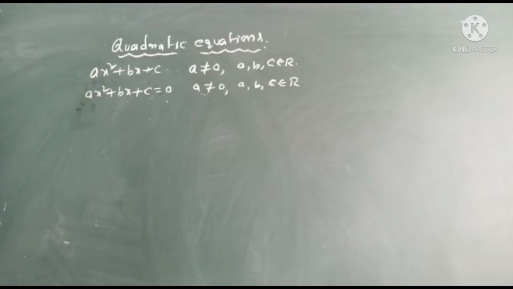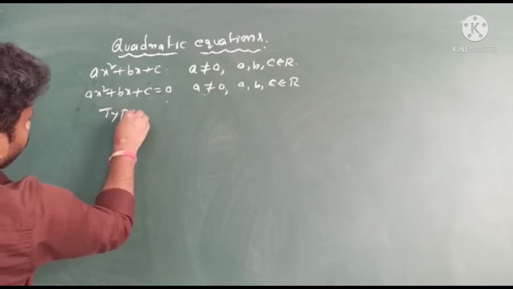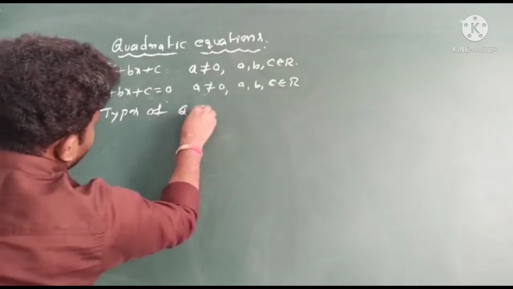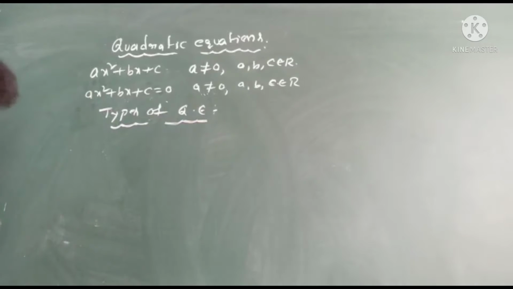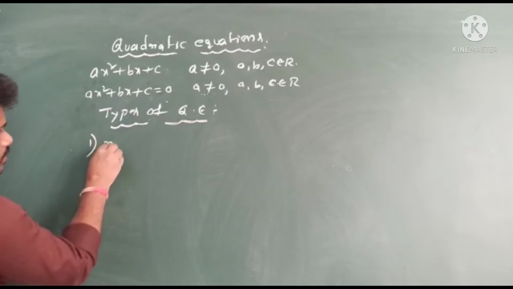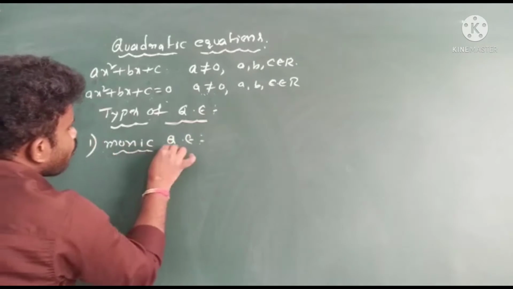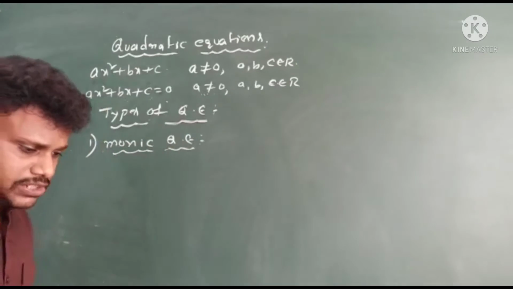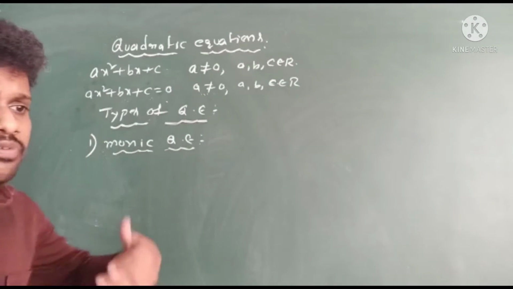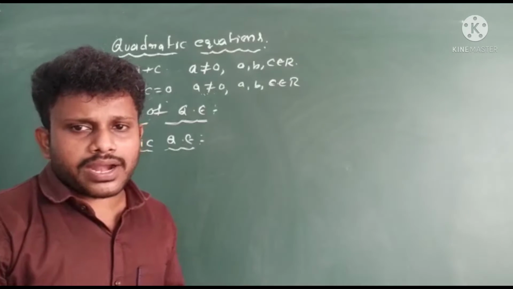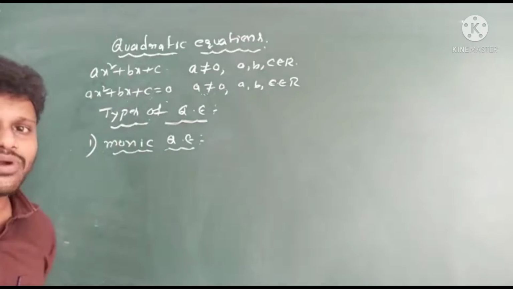Now, after this, types of quadratic equation. We have three different types of quadratic equation. One by one we will discuss. The first one is monic quadratic equation. The definition of monic quadratic equation is, in a quadratic equation, if the coefficient of x square is 1, we can call it a monic quadratic equation.